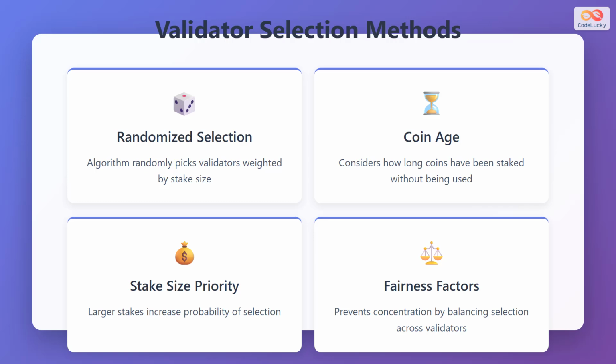Proof-of-stake networks use several methods to select validators fairly. Randomized selection is the primary method, where an algorithm randomly picks validators weighted by their stake size. Coin age considers how long coins have been staked without being used, rewarding patient validators. Stake size priority means larger stakes increase the probability of selection, but fairness factors prevent concentration by balancing selection across all validators. These combined methods ensure that the network remains decentralized while still being efficient.